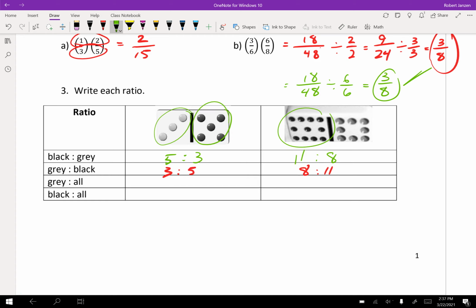The next one is comparing gray to the total number. Now this is more like a fraction. There are 3 out of a total of 8. If I add up all of the dots, there are 8 dots. And here, gray, there are 8. How many in total? 19. Then black to all, well, it's 5 compared to 8, and here it's 11 compared to 19.